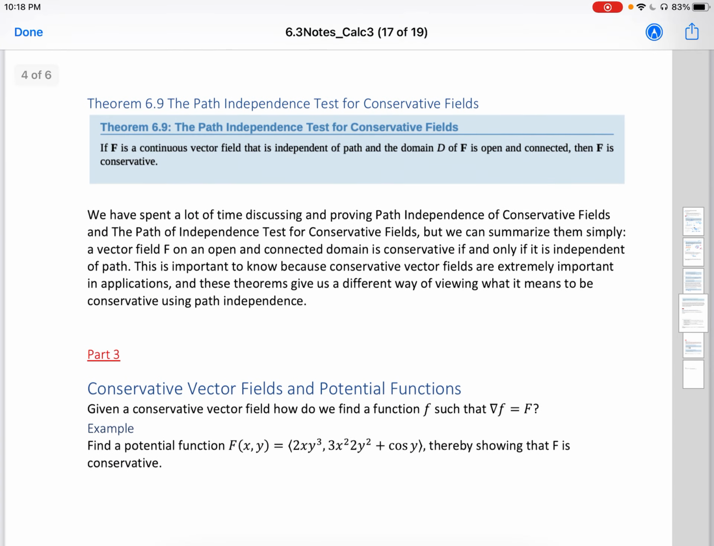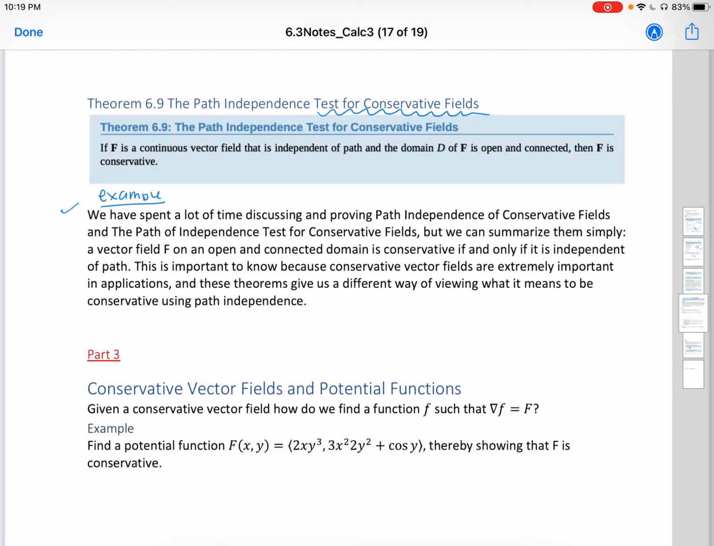Theorem 6.9, path independence test for conservative fields. If F is a continuous vector field that is independent of path, and the domain D of F is open and connected, then F is conservative. Now there are some examples, not listed, of how we can go about doing this, but there's also another method listed at the end of the text that's much easier. So we're skipping the test for conservative fields using the initial examples.